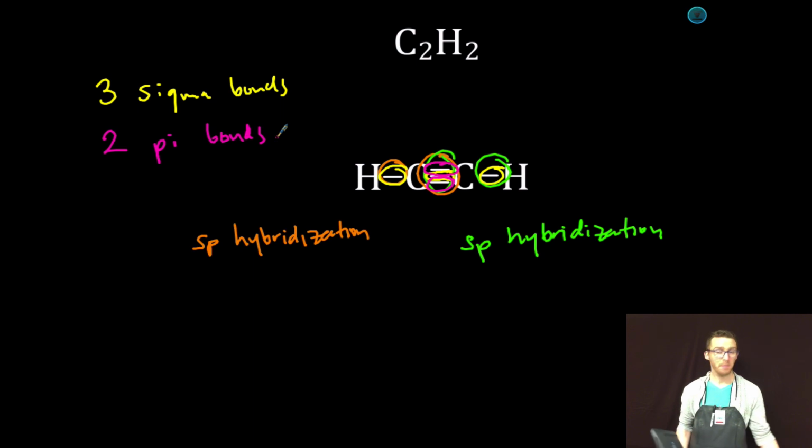Boom. So, big things here to recognize. Single bond, sigma bond. Double bond, 1 sigma, 1 pi. Triple bond, 1 sigma, 2 pi. And if you can do that, you're good to go.